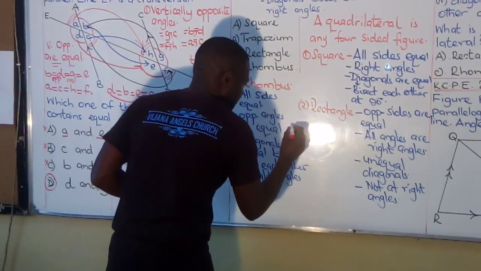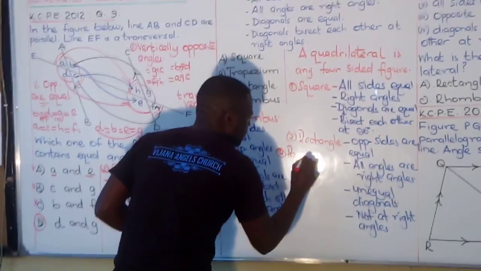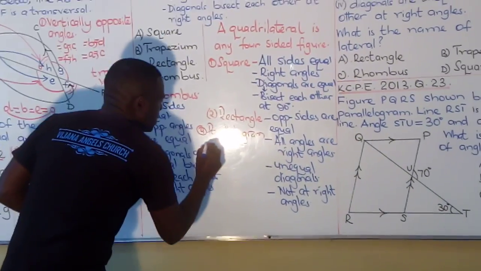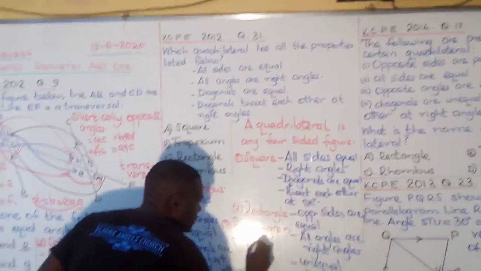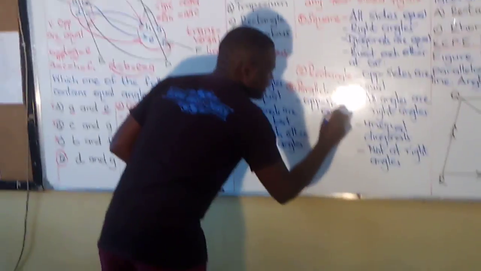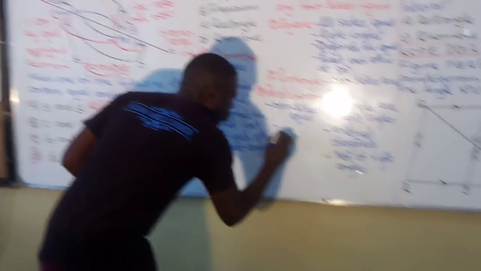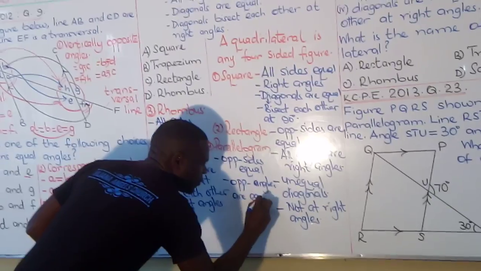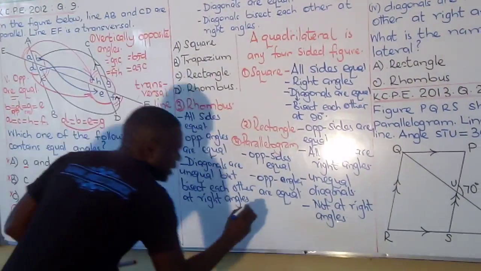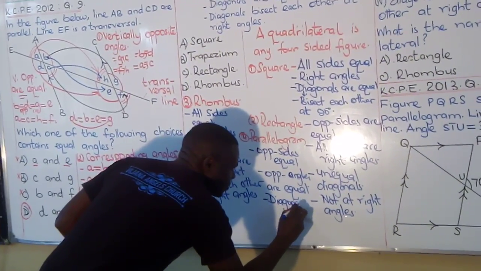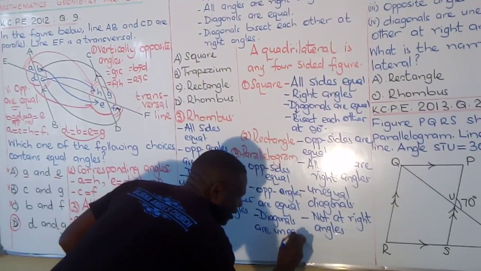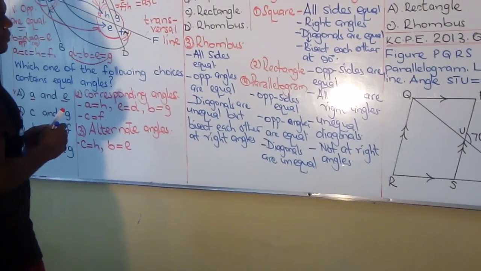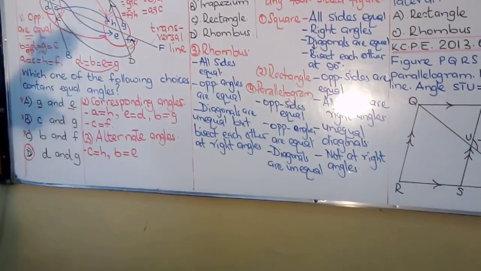Let's look at a parallelogram. A parallelogram, like a rectangle, has opposite sides equal, opposite angles equal, and diagonals unequal. Yeah, so far so good. The others will keep on learning.